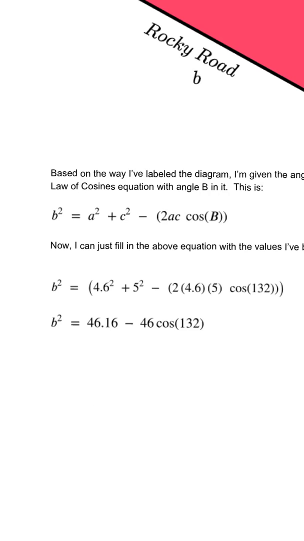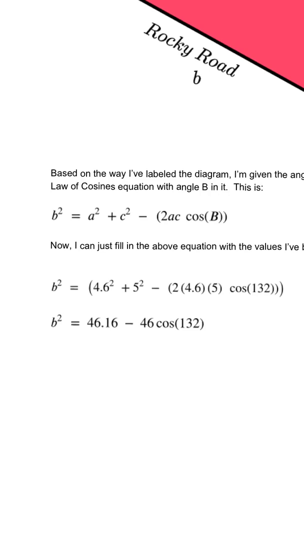So what we're going to do now is plug in the values that we've been given into the formula. So we know that a is 4.6, so we have 4.6 squared. c is 5, so we're going to add 5 squared. Subtract 2 times 4.6 times 5, because that's 2ac, times the cosine of 132. And what's nice about this is that the way that I've written it right here is actually the way you can input it into a TI-84 graphing calculator to simplify the whole right-hand side of the equation. However, I've also simplified it step by step, so we're going to go through that.